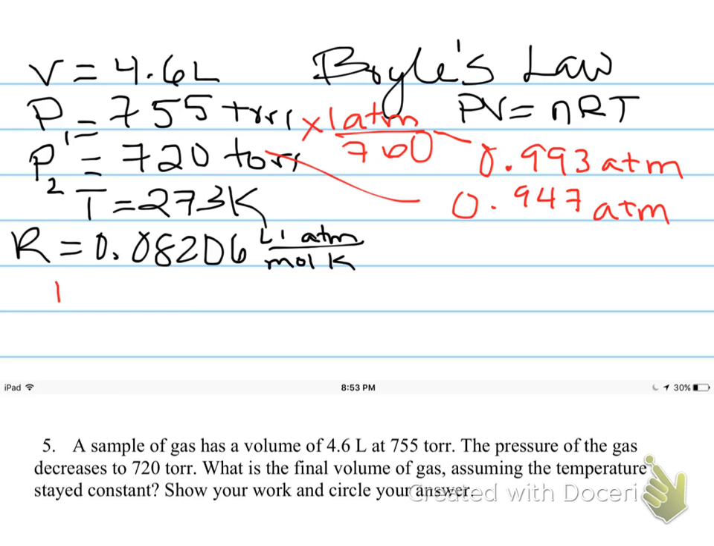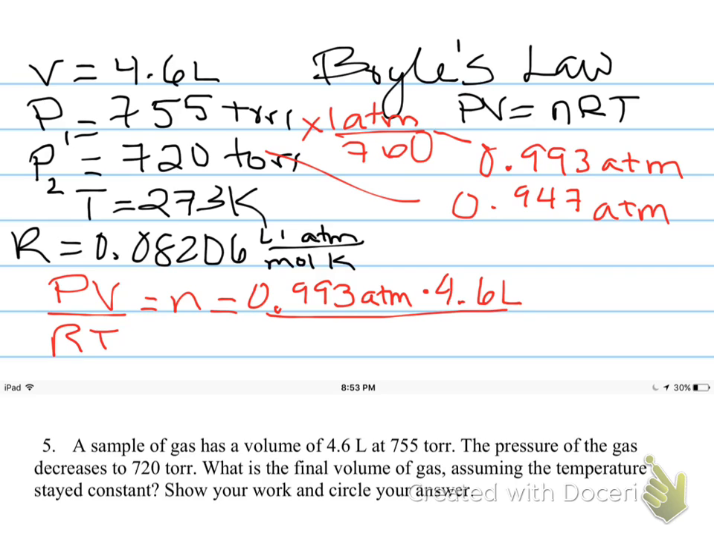And I like to rearrange first. So that's what we get. N is our initial pressure, which is 0.993, times the volume, divided by our constant. I know you're tempted to not write these units, but you'll regret it if you do, because you'll mess it up. And then times temperature on the bottom, and it's got to be in Kelvin.